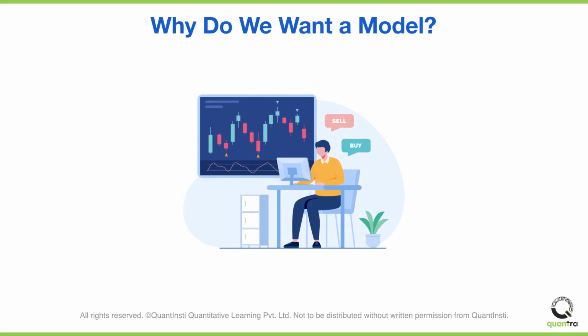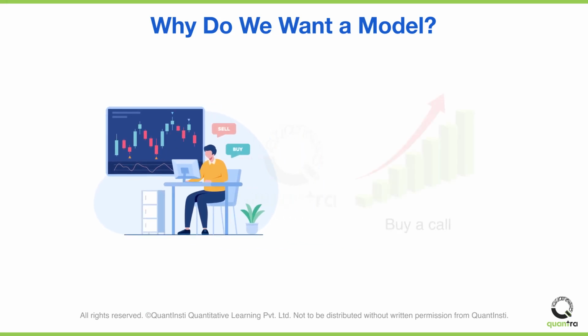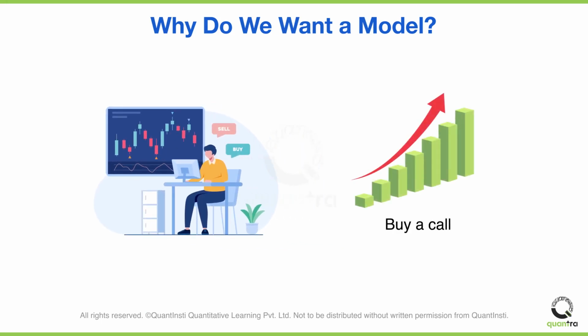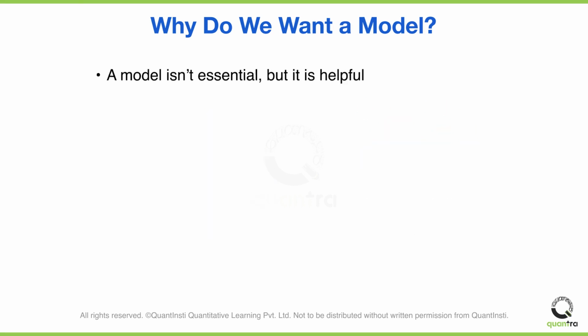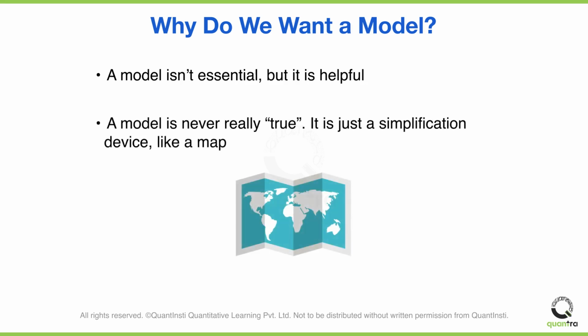Plenty of instruments get traded without a model. Why not just buy a call if we think the market will rally beyond the call's price? Or, why not bet on volatility by trading straddles? A model is not completely essential, but it is helpful. It's like a map, it simplifies the world. We don't want it to be perfect, we just want it to be useful.